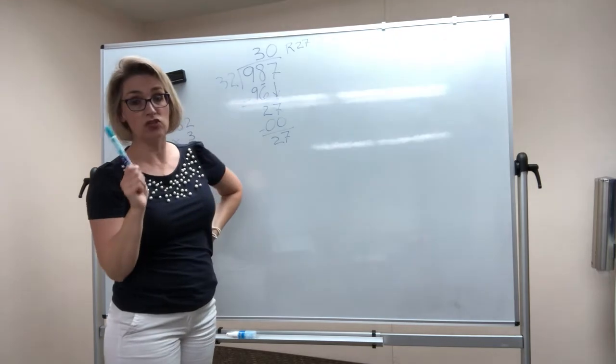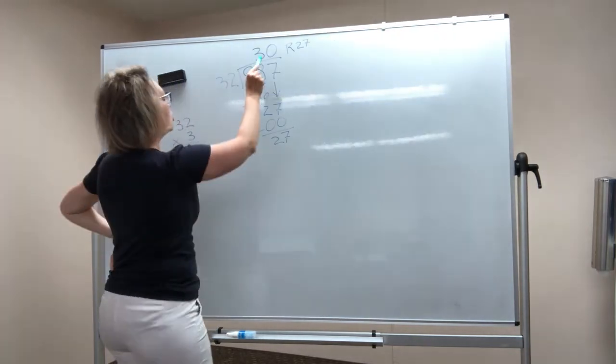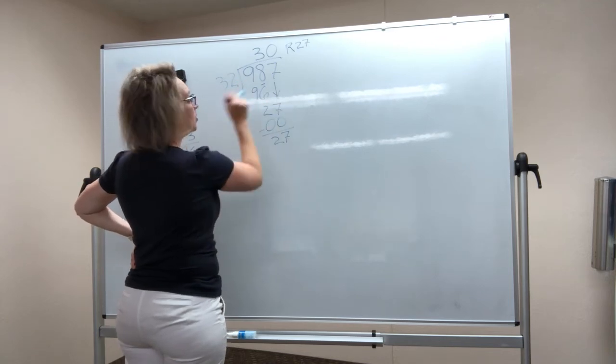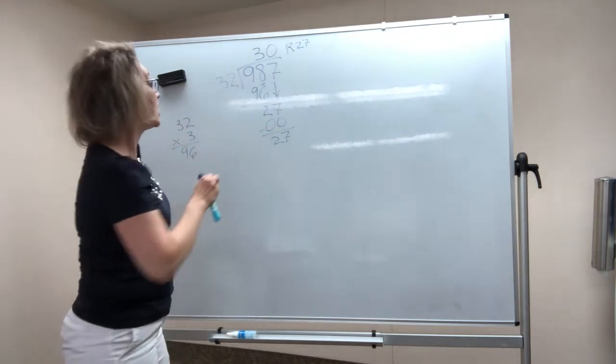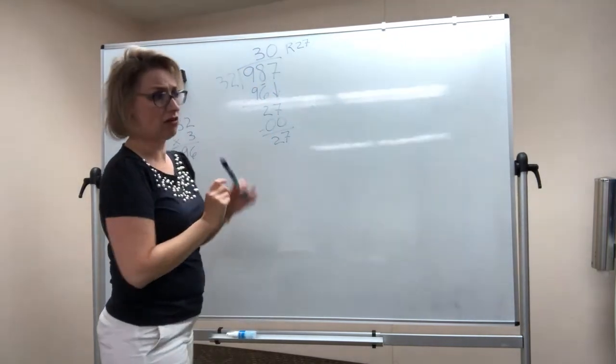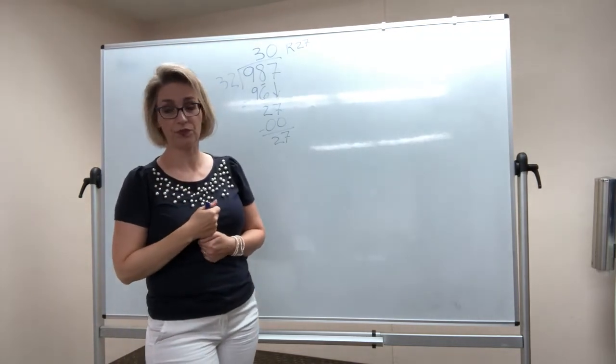You would know that as soon as you went back and checked it because 30 times 32 plus 27 will end up with 987. If it was only 3 times 32 is 96 plus 27, you would get a crazy answer. You would know something is wrong there, okay?